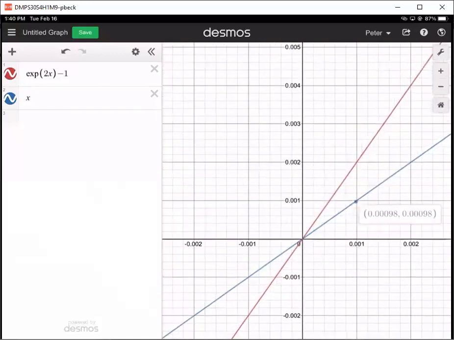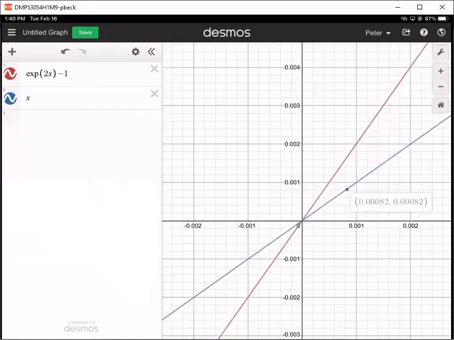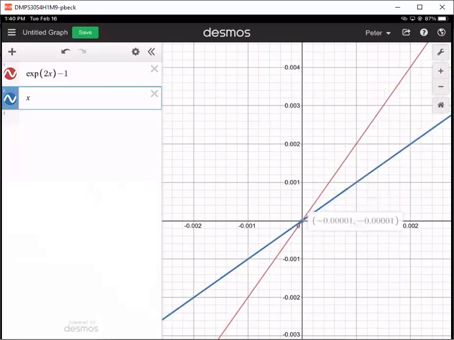Let me see if I can move. Oh, I locked my screen. Not sure how I did that because I've never done that before. Okay, so we get 0 over 0.